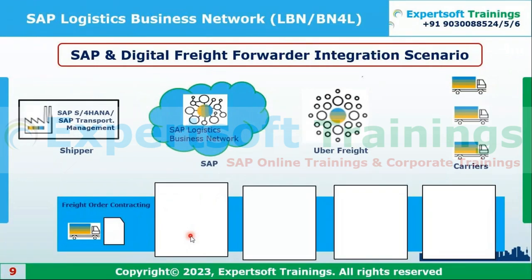Here as well we can do this digital freight forwarder integration. In such cases, whenever I create a freight order and freight unit in the system, we can automatically send the freight units to the LBN. LBN will send it to the freight forwarders, and the freight forwarder will plan the freight units into a freight order, and give back the freight order information as well. So I don't need to plan.